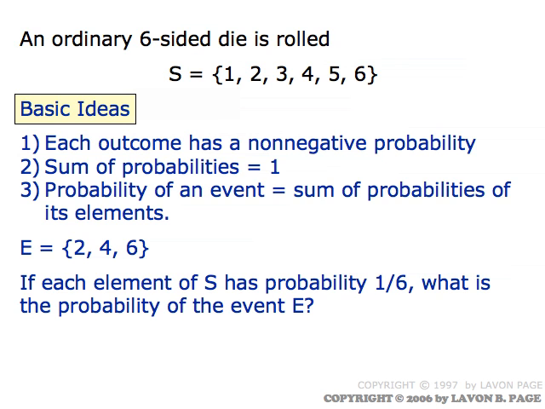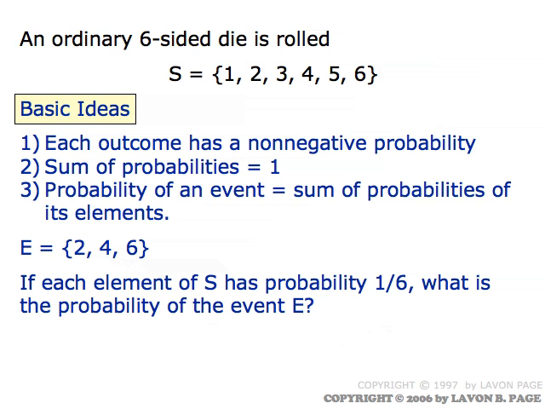Suppose we want to think about the chances of an even number occurring when we roll the die. The even outcomes are 2, 4, and 6. If we want to talk about the probability of that event, we can do that by thinking of the probability of that event as simply being the sum of the probabilities of the elements in the event. And if each of these outcomes is assigned probability 1/6, then when we add up their probabilities, we get 1/2. 1/6 plus 1/6 plus 1/6 is 1/2.